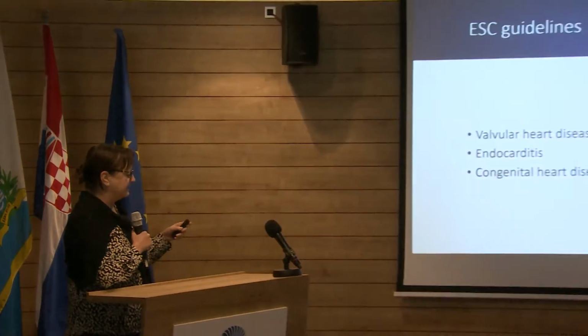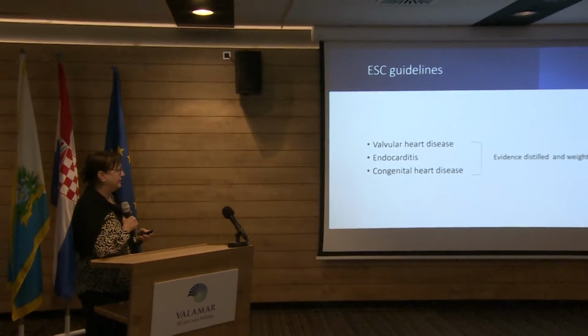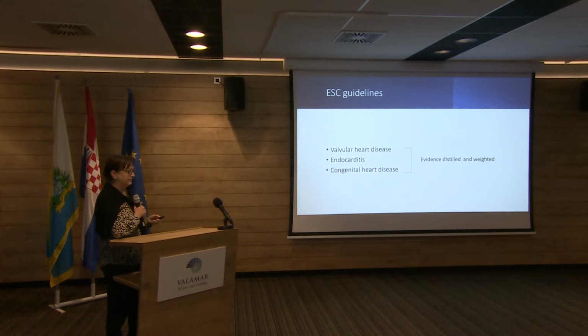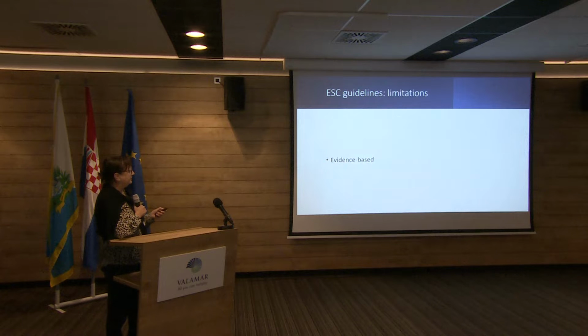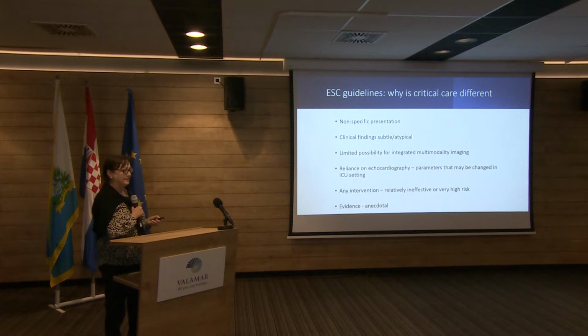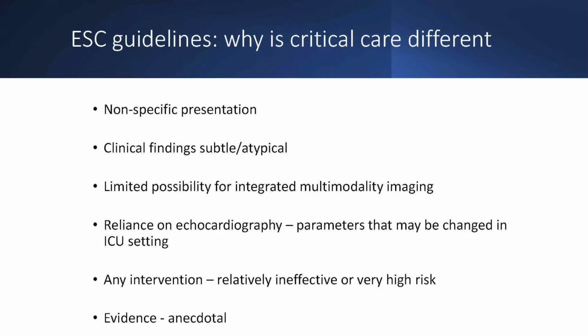These are the 3 guidelines where you might find stuff that's useful. If you're interested in valve disease on the right side of the heart, the congenital heart disease guidelines include the pulmonary valve, then endocarditis of course, and then the latest guidelines on valvular heart disease. I think there are new endocarditis guidelines coming out next year. The strength is there's something there, but the limitation is that they're evidence-based and there's no evidence for what we do, so there isn't much in there for us in the acute setting.